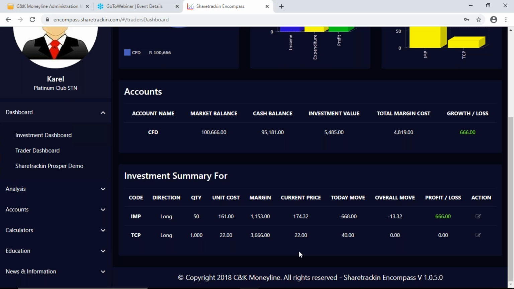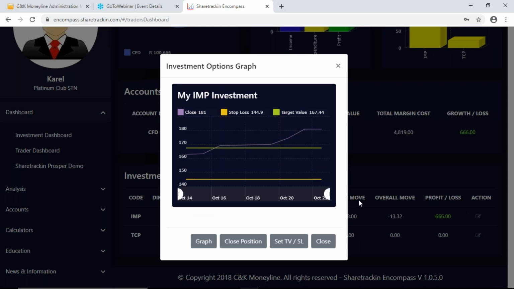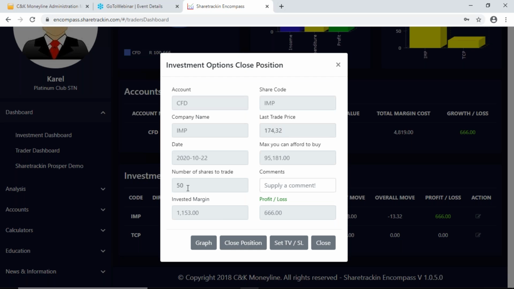Now I've held on a week. Yesterday I stood with Impala, I stood on 1,000 Rand, but I kept Impala open to show you how to sell a share tonight. So now I want to sell Impala. I go to action. I go close position. It already inserts the number I've bought.